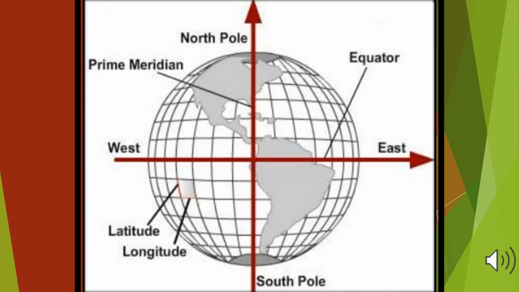The latitudes and longitudes together define the location of a place. To locate a place on the globe, we should know the values of latitude and longitude of the place. For example, India's capital, New Delhi, is located at 28.70 degrees north latitude and 77.10 degrees east longitude.